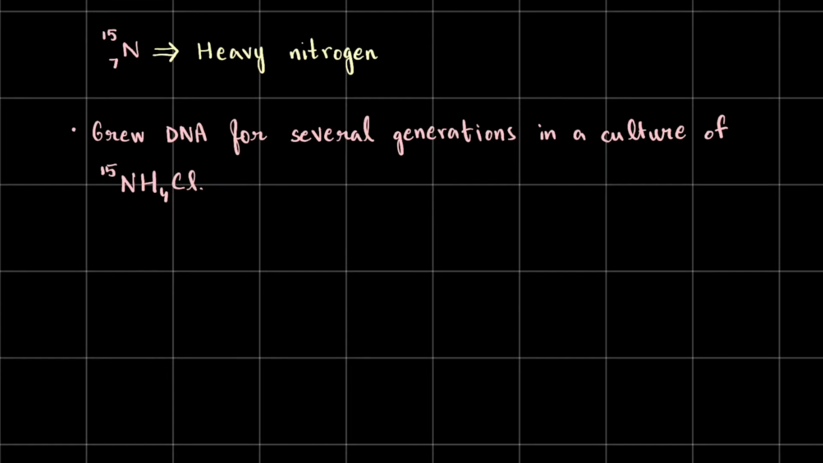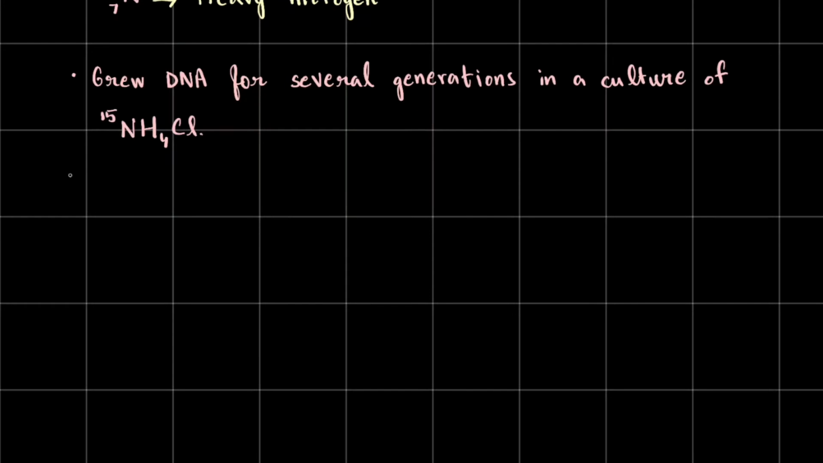So the entirety of the DNA will be heavy DNA. We call it heavy DNA because all the nitrogenous bases are comprised of heavy nitrogen, and therefore we call it heavy DNA, right? Both the strands of DNA are heavy DNA, right?